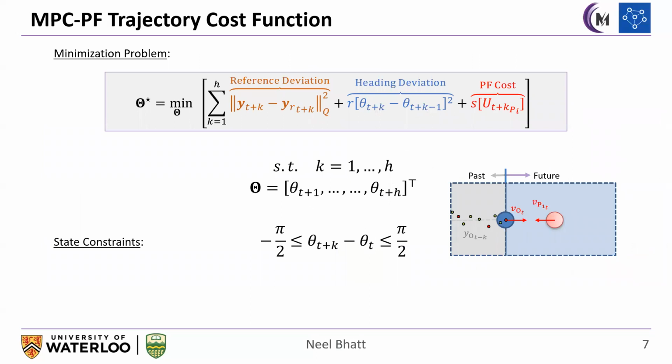Next, we define the MPC-PF trajectory cost function used for trajectory generation and optimization. To illustrate the three main terms in the cost function, I will use this visual illustration on the right. Given the measured position of object O in the past time steps, we have the estimate of the velocity for object O and similarly for object P1. The blue dashed line is the reference path derived from a constant velocity rollout for pedestrians, for example, and from the center line of the HD map for vehicles.